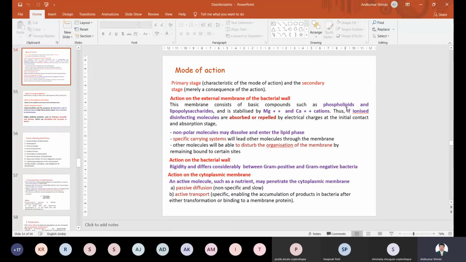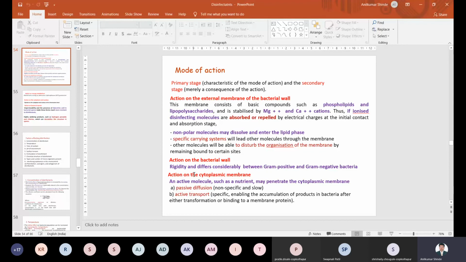Because it will disturb the phospholipids and lipopolysaccharides, and the stabilizing magnesium cations are totally disturbed. After the ionization of the disinfecting solution, the solution is absorbed onto the cell membrane as well as repelling it, and the cell membrane will be destroyed. This is one of the mechanisms. Then, action on the bacterial wall.